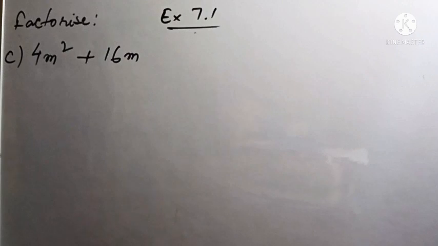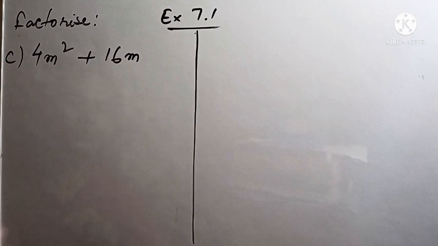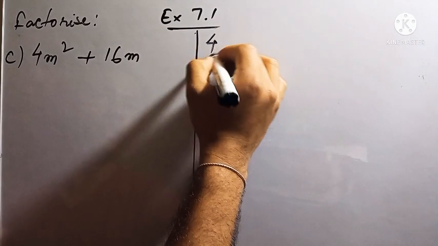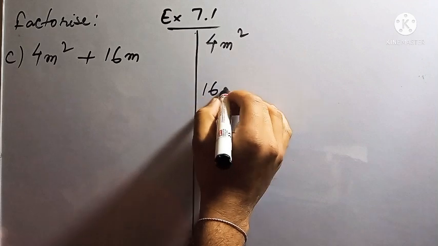We have the next question, that is 4m square plus 16m. Okay, let's see how it is. Even in this question, how many terms do we have? 2 terms. The first term is 4m square and the second term is 16m.